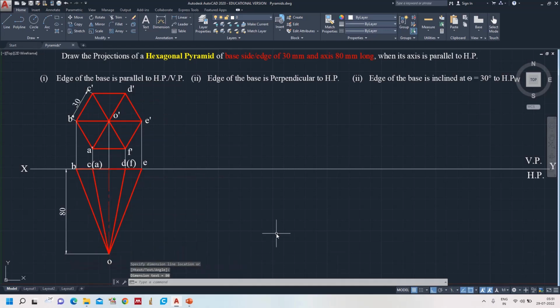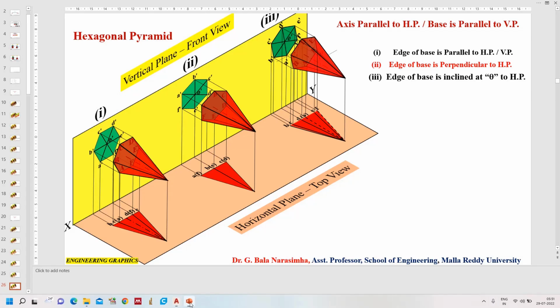Perfect. Yes. Now we'll look into the second condition, that is, the edge of the base of the pyramid is perpendicular to the horizontal plane. If you see here, as I said before, these two sides are parallel to both the planes and the remaining four sides are inclined to the horizontal plane. There is no perpendicularity case here, but they are asking for the perpendicularity.